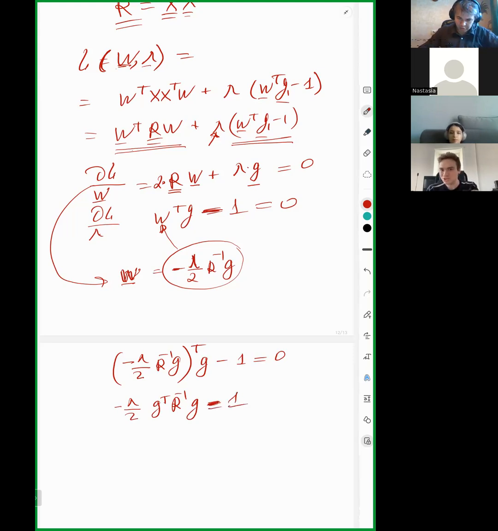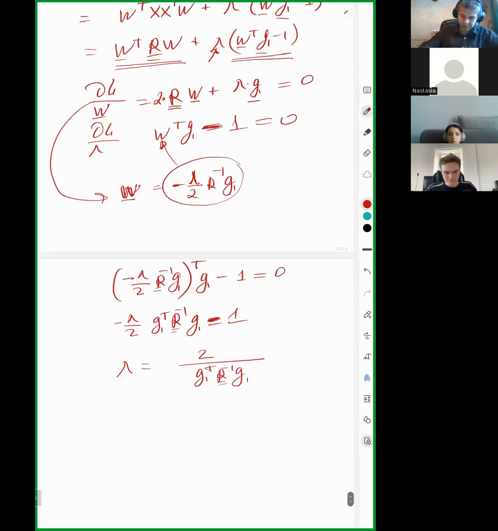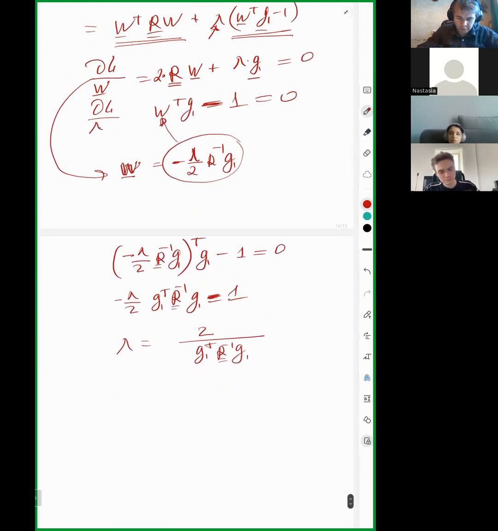And then from here you can find lambda. Lambda is equal to 2 divided by g transpose R^-1 g. And of course, we are interested in g1, this is g1. So all you do now is say, this was my solution, and it depended on lambda. I found the proper lambda, which together satisfies my constraint and corresponds to the minima.